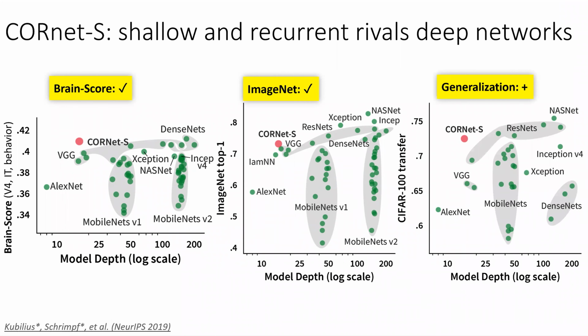And finally, we also tested how well it generalizes, and there we see that it might even generalize a bit better than comparable networks. So really overall, the message is that CORnet-S is very shallow. So it's in this nice sweet spot at the top left with still high performance.